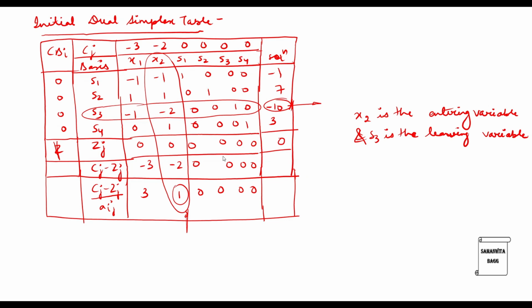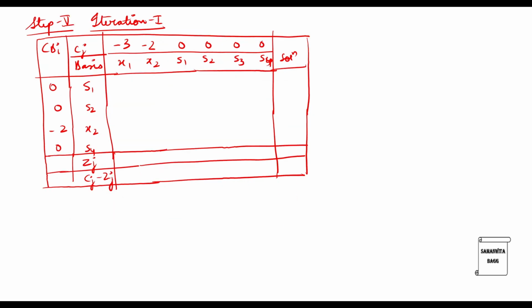I'll divide each element by negative 2, and by now we know that the elements above and below the key element, that is minus 2, will also be 0. So this will be 1 by 2, 1, 0, 0, minus 1 by 2, 0 and 5. Here these two elements will be 0 and this third one will also be 0. Now I'll calculate the rest of the elements.